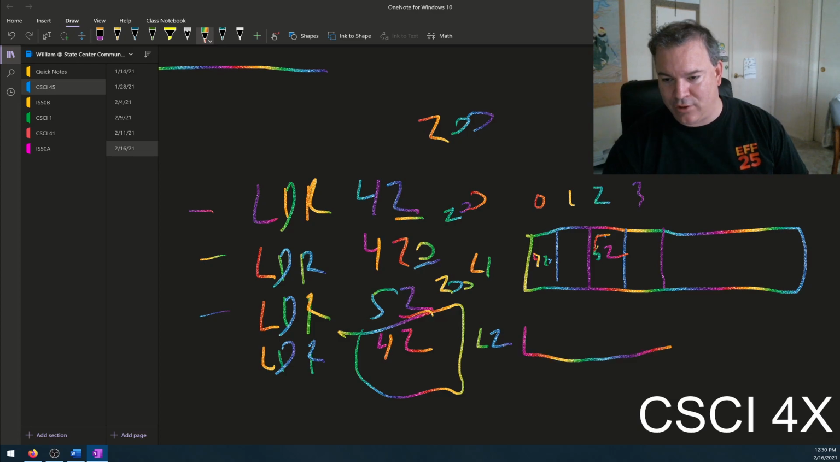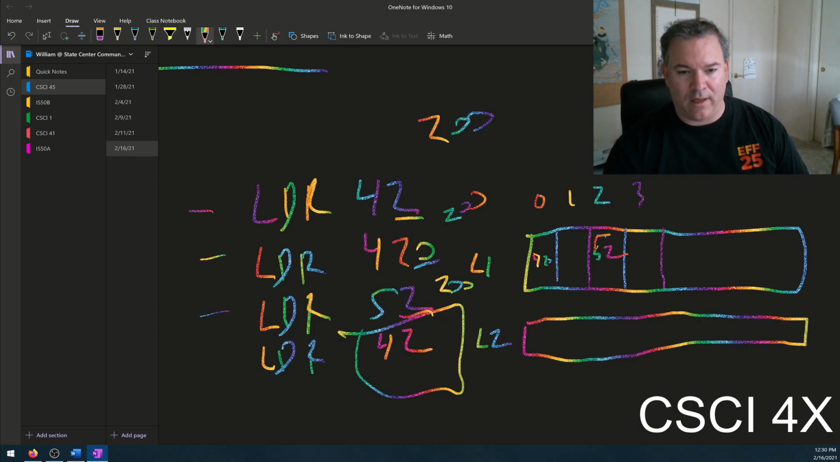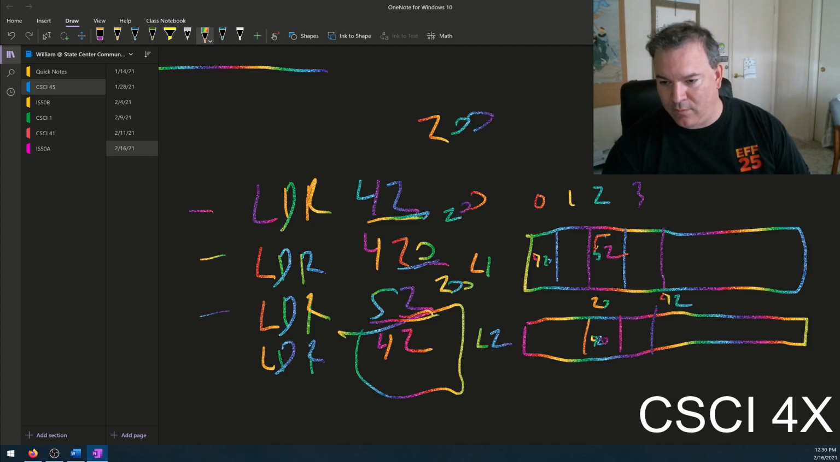Then the L2 cache, which is much, much bigger. We've got slot 42, slot 52, and slot 20. So in slot 20, we've got 420. In slot 42, we've got 42, and in slot 52, we've got 52.